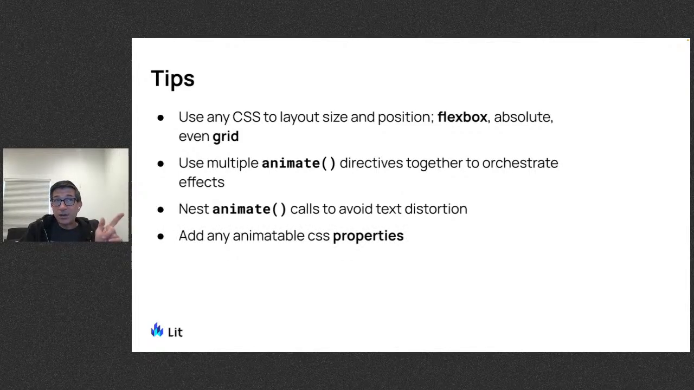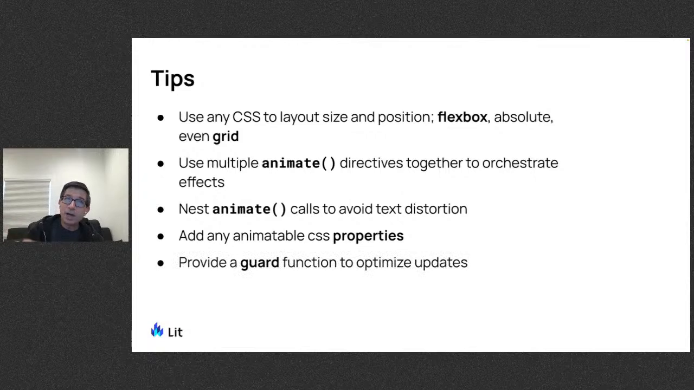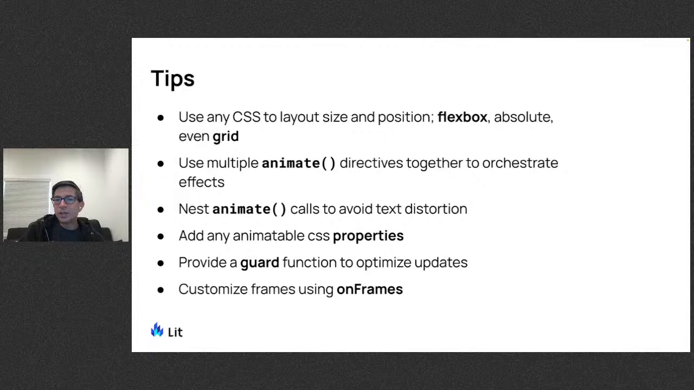And you can actually add to the FLIP technique. You can add any other animatable CSS properties, and we'll just pull those in and let CSS perform its magic there. We do have a guard function, just like task has, which allows you to say when the animation should occur, so it does not do those measurements on every single update, but only when certain data changes that you want to use to trigger the animation. And finally, there are some callbacks. In particular, you can customize the frames to do some fancy effects.